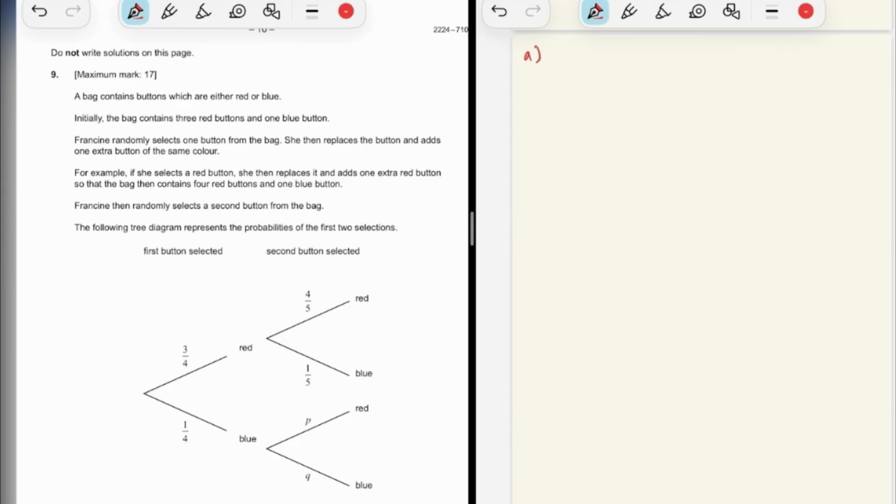Question 9, part A. After she draws a blue button, she'll add another blue button. And so Q would be equal to 2 blue buttons out of 5 blue buttons. And then the rest would be red buttons, which would be 3 out of 5 probability.